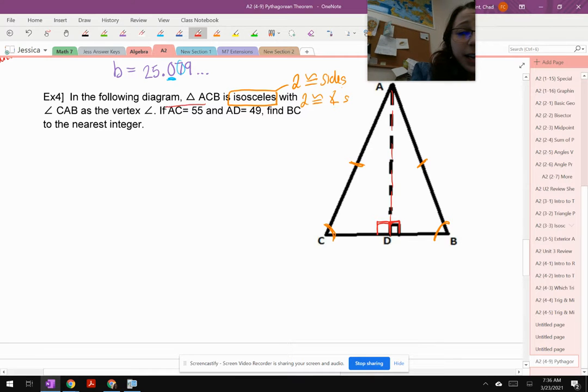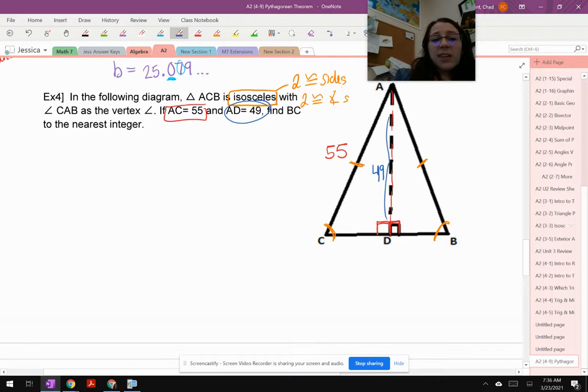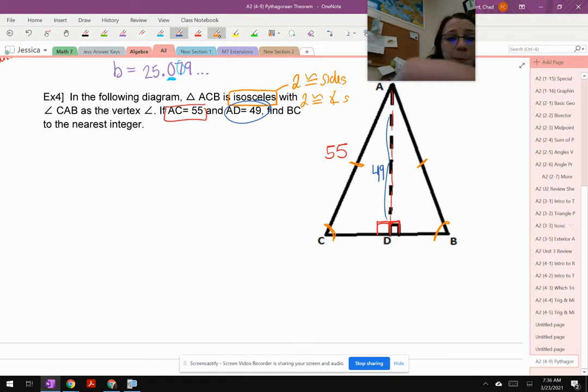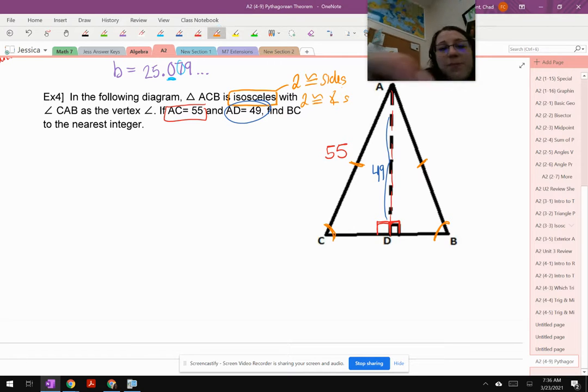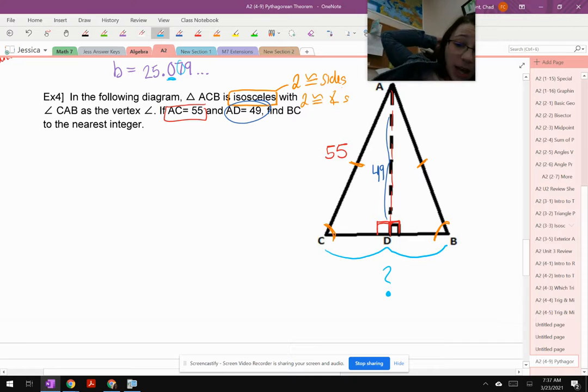So they tell us that AC is equal to 55, so we know that this is 55. We know that AD is equal to 49, so that's this. And they're asking us to find BC. Ooh, this one's going to be complicated. So finding BC would be this entire piece. That's what we're looking for.